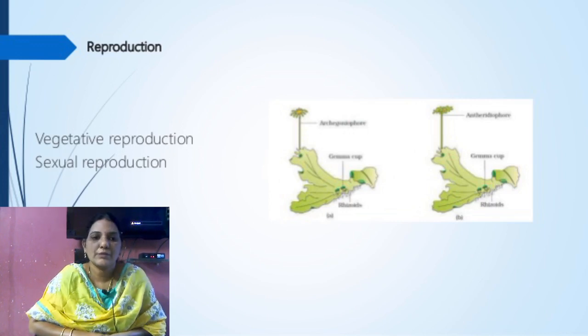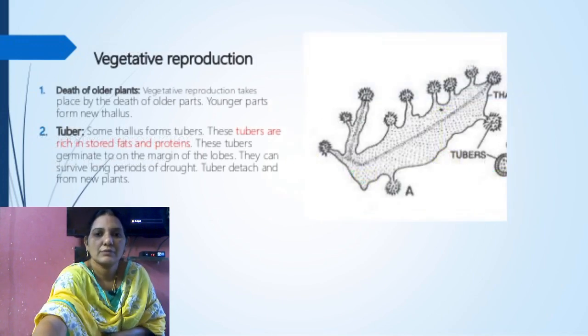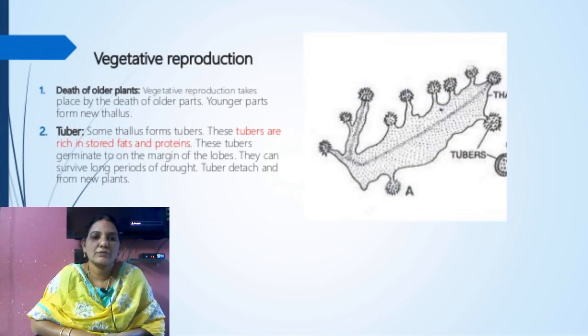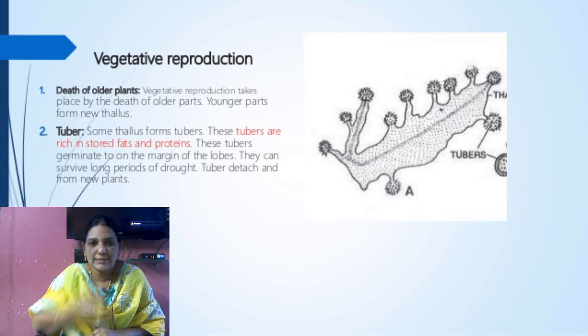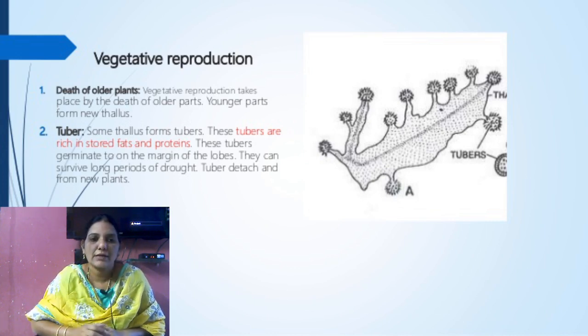So coming to reproduction. Reproduction takes place by two types, vegetative reproduction and sexual reproduction. Coming to vegetative reproduction, the first one is fragmentation. Fragmentation means the thallus accidentally divides into some pieces, and each piece develops into a new Anthoceros thallus. This is called fragmentation.